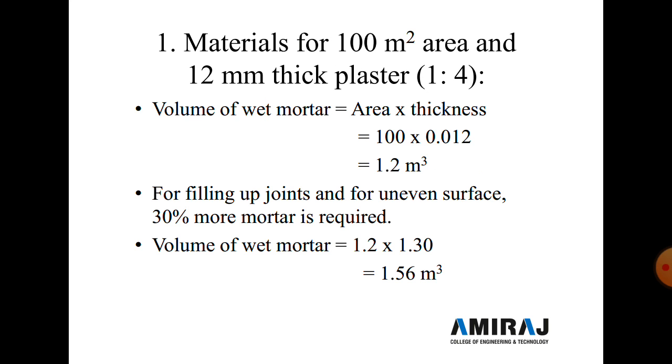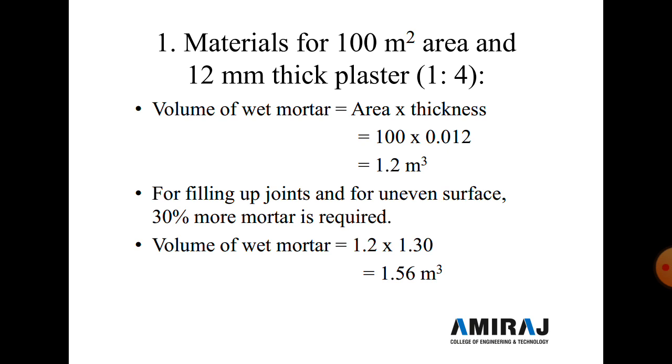So here, material for 100 meter square area and 12 mm thick plaster of ratio 1:4. Here we are finding out the total quantity of cement and sand for the plaster work of the 100 meter square area and 12 mm thick plaster. So volume of the wet mortar is equal to area into thickness. Here area is already given, 100 meter square, and thickness is given, 12 mm. So first this mm is converted into meter. So 100 multiplied by 0.012 meter. So 1.2 meter cube is the volume of the wet mortar.